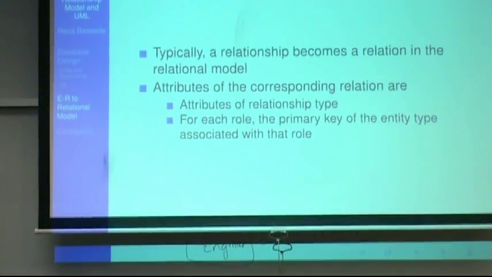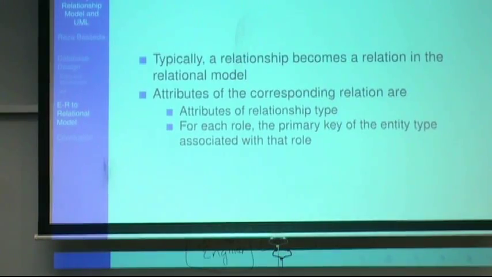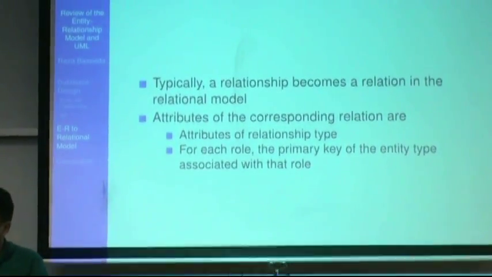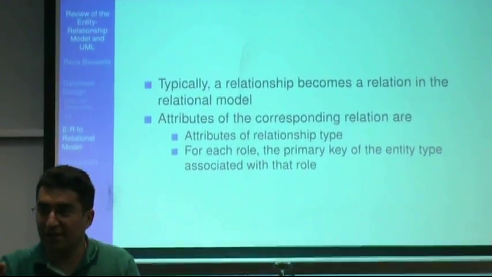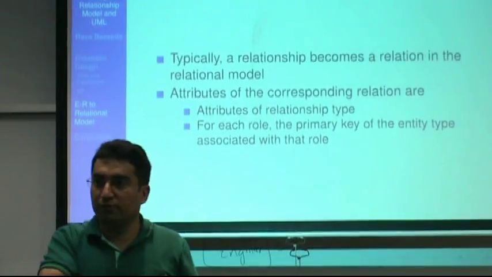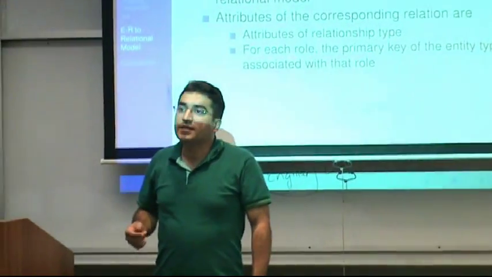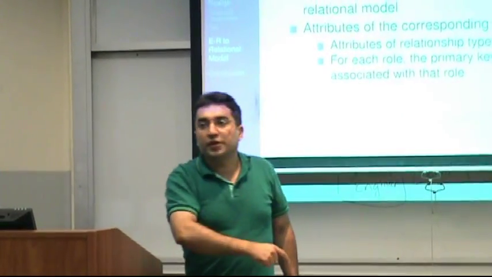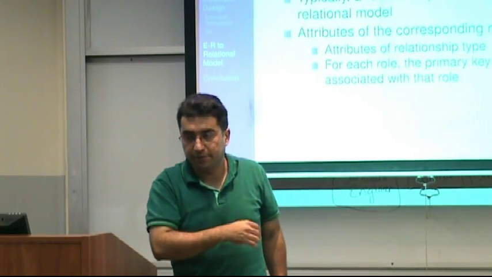And moreover, attributes of corresponding relations are the same. So, for each role, the primary key of the entity type associated with that role. Now, you mentioned that the department ID should appear in the table, right? So exactly, this is the solution. Now we decide that we should put department ID in the table as a key, as a foreign key.